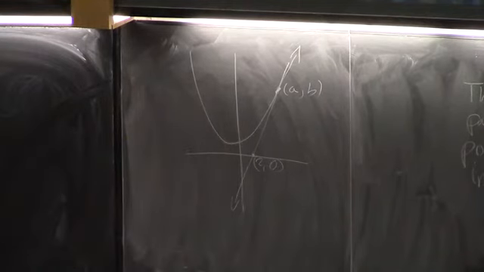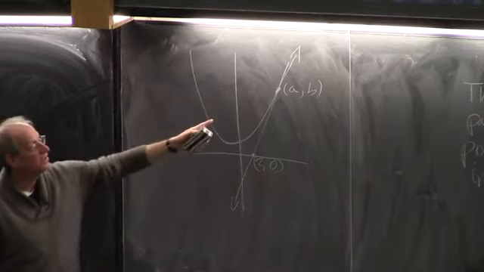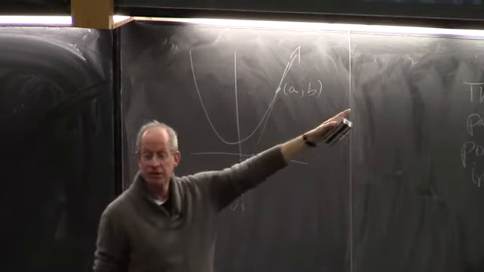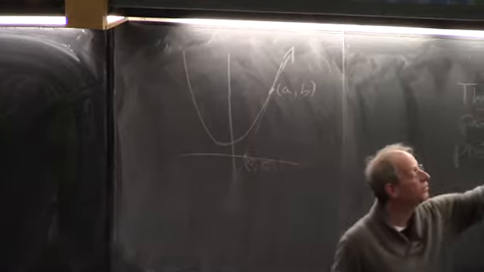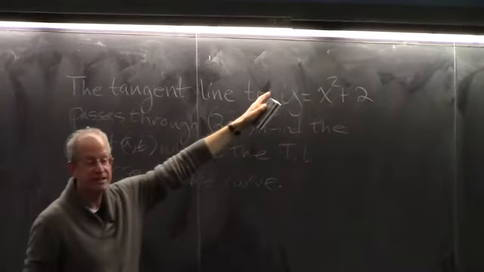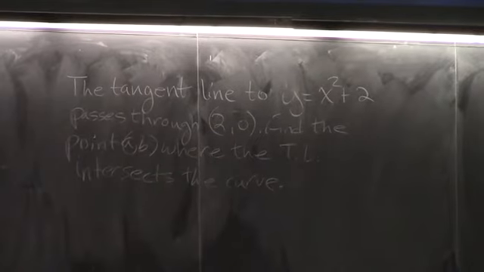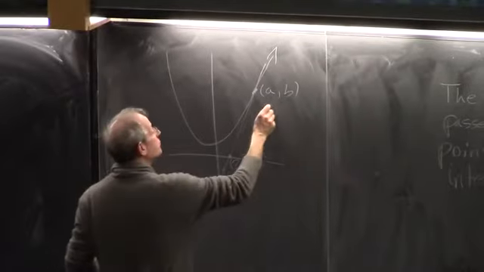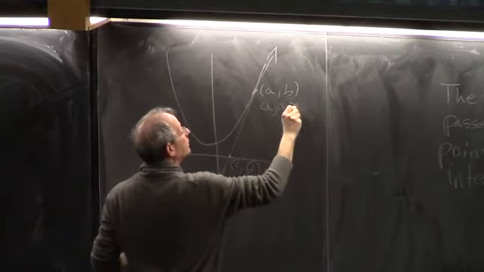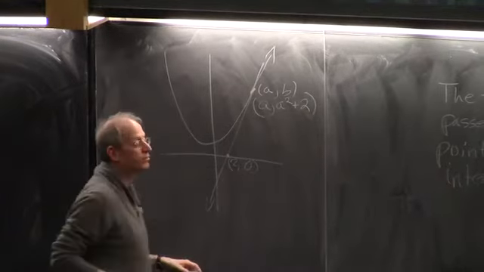So if we know it's A comma B, we know how to find B if we know what A is, because you just take A and plug it into the equation. If A is 5, then B would be 5 squared plus 2. If A is 10, B would be 10 squared plus 2. That's why we have equations. Once you have x, you can find y. So this is really the point A comma A squared plus 2.